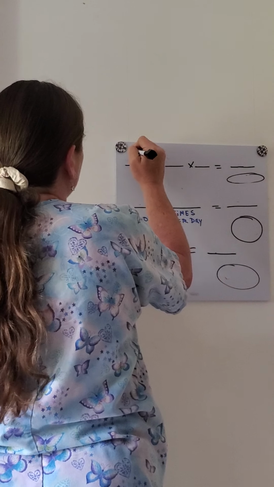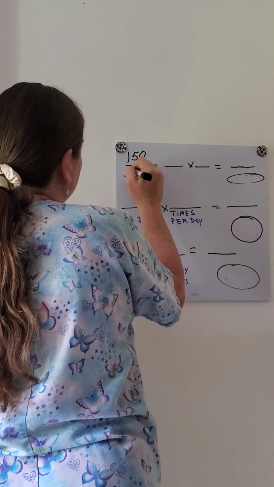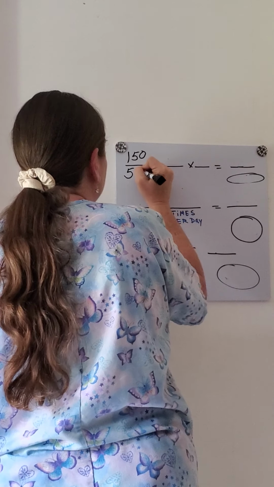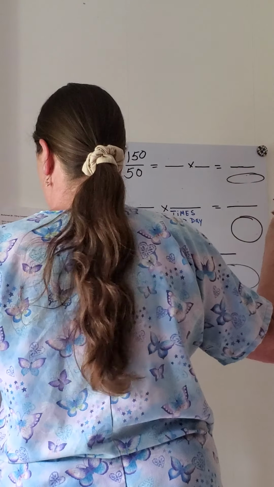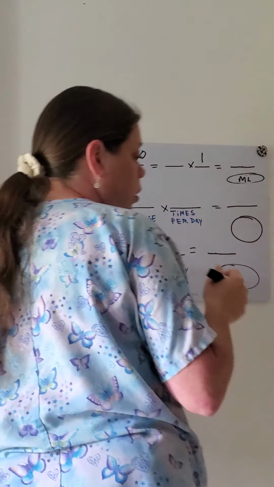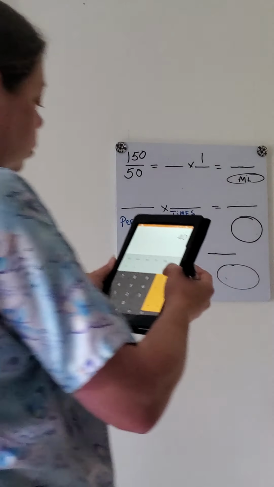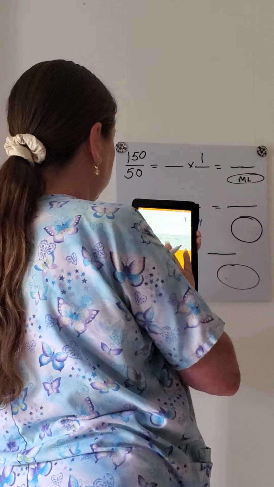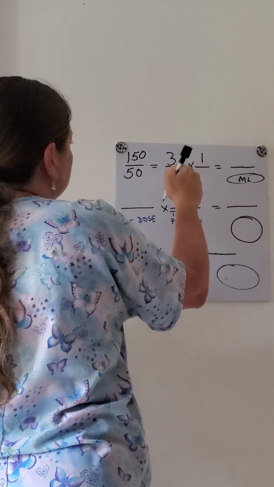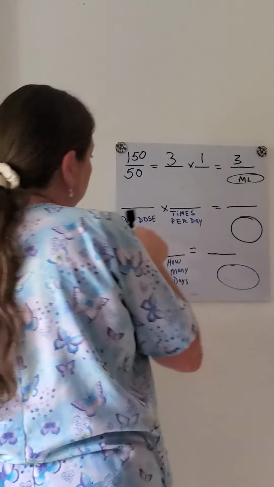The dose we need, 150 micrograms. And the dose we have, 50 micrograms per ml, right? So our unit is still 1 because it's per ml. Get your calculator. Dose you need is 150. Dose you have is 50. That gives you 3. 3 times 1 equals 3 ml. 3 ml per dose. So bring that down here.